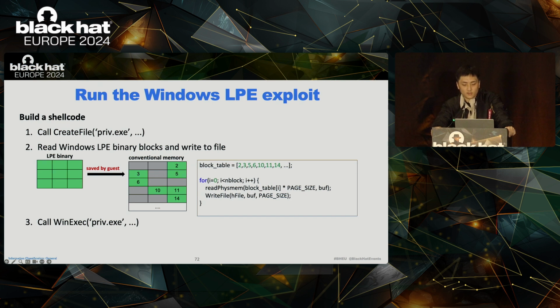Earlier, we successfully achieved shellcode execution by bypassing CFG in VMware. Building on that, we first opened the file to store the Windows kernel exploit. We then sequentially saved the blocks located in conventional memory to this file. Finally, by using WinExec, we executed the saved exploit file, effectively chaining the exploits together.